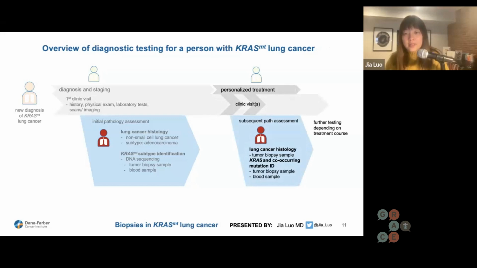Among the decision making, there is a chance that the doctor will ask for a subsequent pathology assessment. And so a repeat biopsy may need to be done. And once again, this would be to look at the histology again and also identify: are the same mutations present or are new mutations that have developed? And this does actually guide treatment.